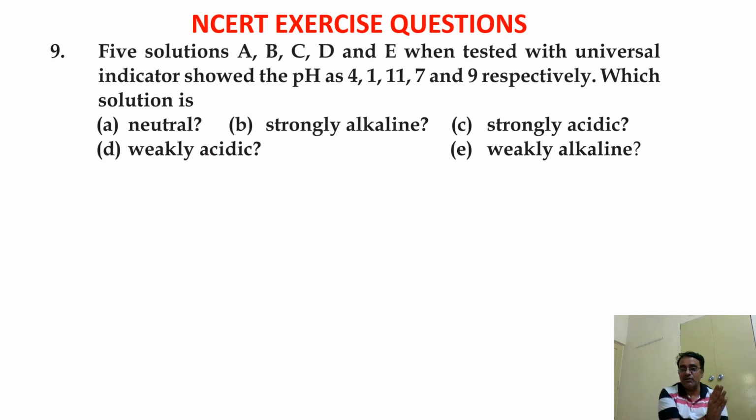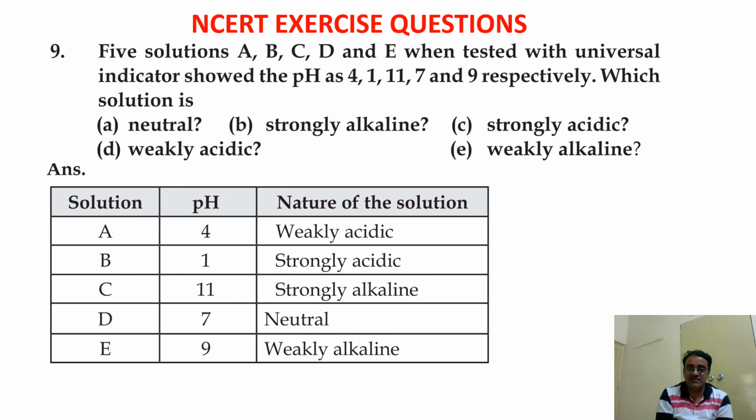7 से कम हुआ तो acid, 7 से ज़्यादा हुआ तो basic, 7 से बहुत कम हुआ तो strong acid, 7 से बहुत ज़्यादा हो गया तो strong basic, that is alkaline. So we'll categorize as: 4 is weakly acidic, 1 is strongly acidic, 11 is strongly alkaline, and 9 is weakly alkaline, and 7 is neutral.